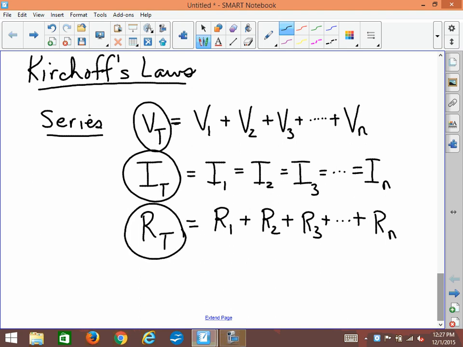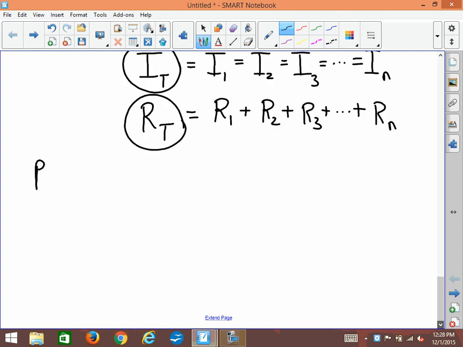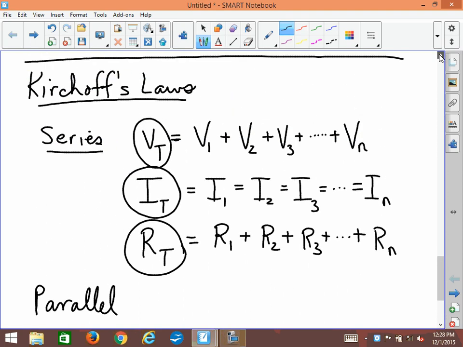Kirchhoff's Laws for a series circuit. Voltages are added, the current is the same at each load, and the resistances are added at each load to give us the totals. Then he said, what about a parallel circuit? Well, a parallel circuit works differently. Okay, let's go back and look at the two pictures to see the difference.